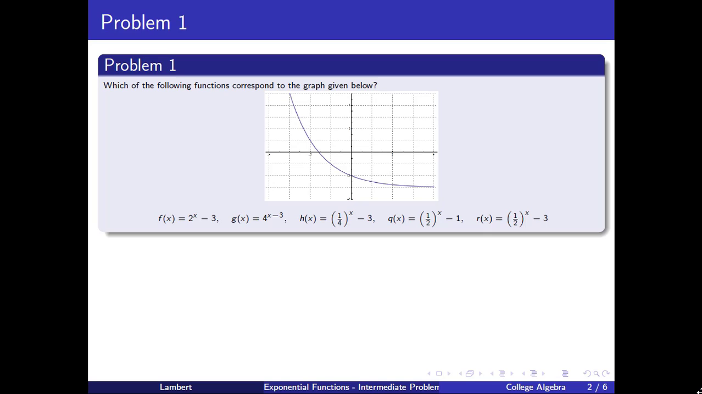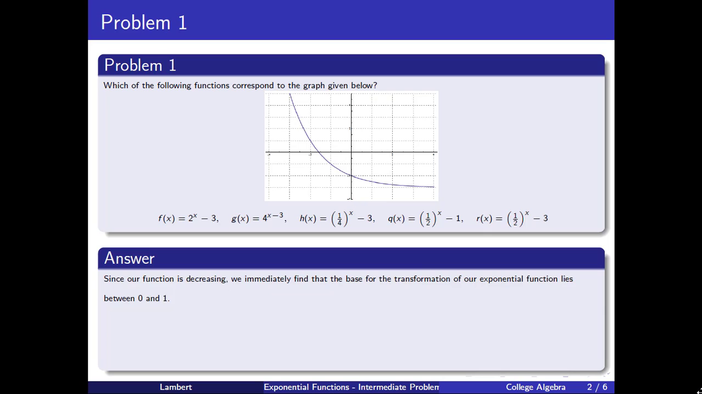So when you look at this, right out the gate we can eliminate some of our options, and the reason why is our graph is decreasing. That means anything greater than 1 is not a possibility because that would indicate an increasing graph. So we can eliminate f of x and g of x before we do anything else just by noticing that this graph is decreasing. Okay, so the base must be between 0 and 1. So we have h of x, q of x, and r of x as our three values that we can look at now.